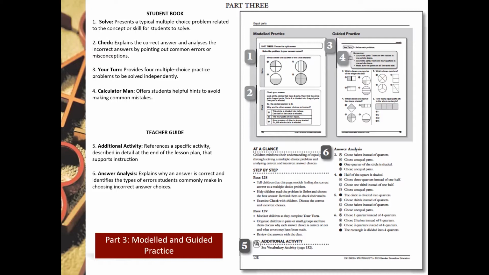Now down below is your instruction, step by step. Tell children this page models finding the correct answer to a multiple choice problem. Number 5 is reference a specific activity described to deal at the end of each lesson plan that supports instruction. Number 6, the answers with the black dot are the correct answers. However, if they chose other answers, they tell you why they chose the wrong answer. So it's all laid out there for you.